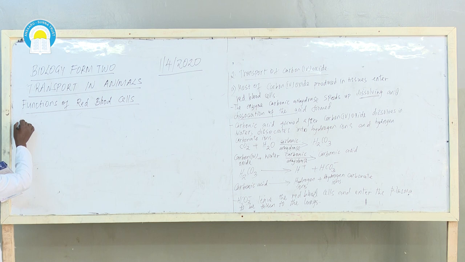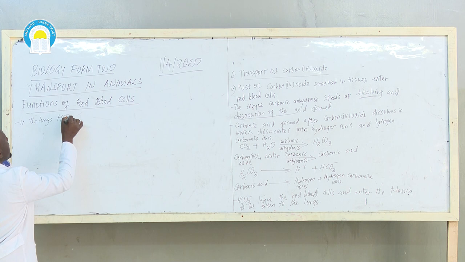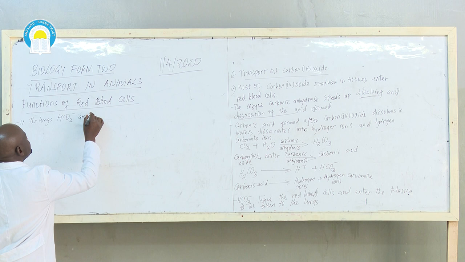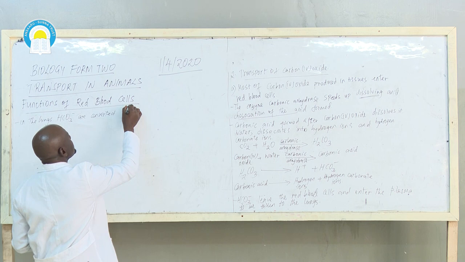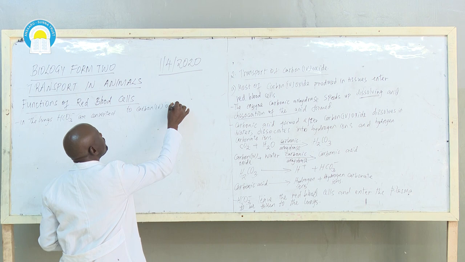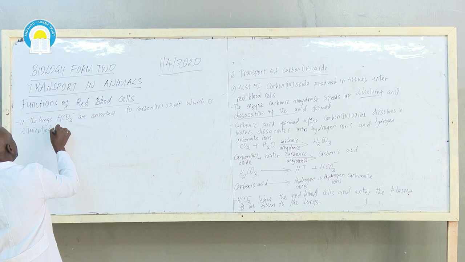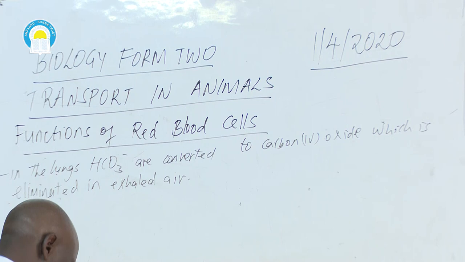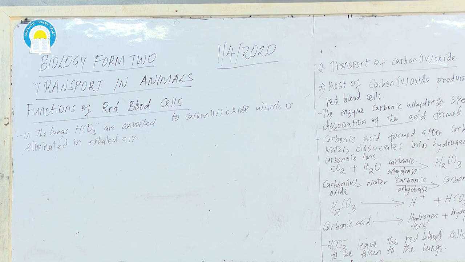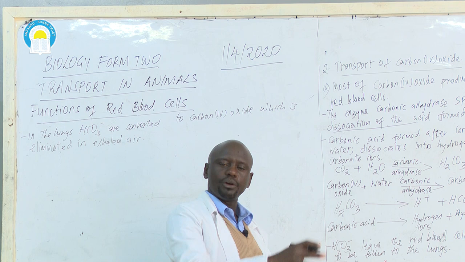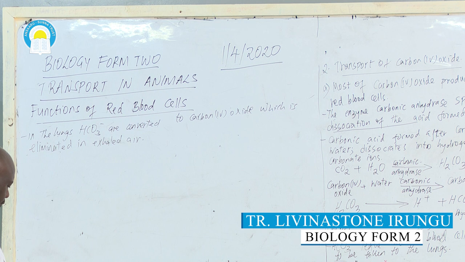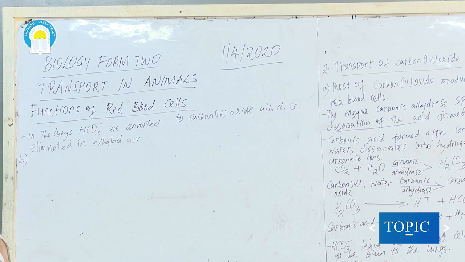So we can say, in the lungs, hydrogen carbonate ions are converted to carbon dioxide, or they form back the carbon dioxide, which is eliminated in exhaled air as you breathe out. So that is what happens. Of course, the hydrogen ions will be used in other body functions, like maintaining the correct pH of the body fluids. Then there is another way through which carbon dioxide is transported.